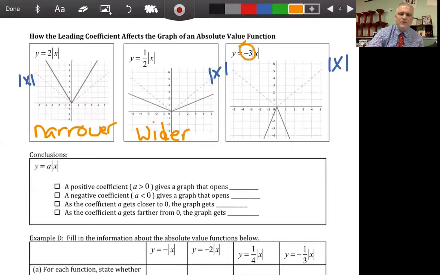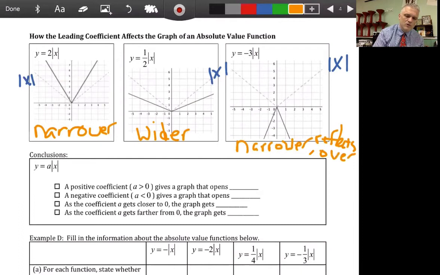Now, look at this. There's a -3. This is kind of important. The 3 makes it narrower, just like the 2 did. So this graph is narrower than your parent function. But the negative all by itself does something. The negative reflects the original over the x-axis. It flips it. So you took your original, you flipped it with the negative, but then the 3 made it narrow. That's what happened there.